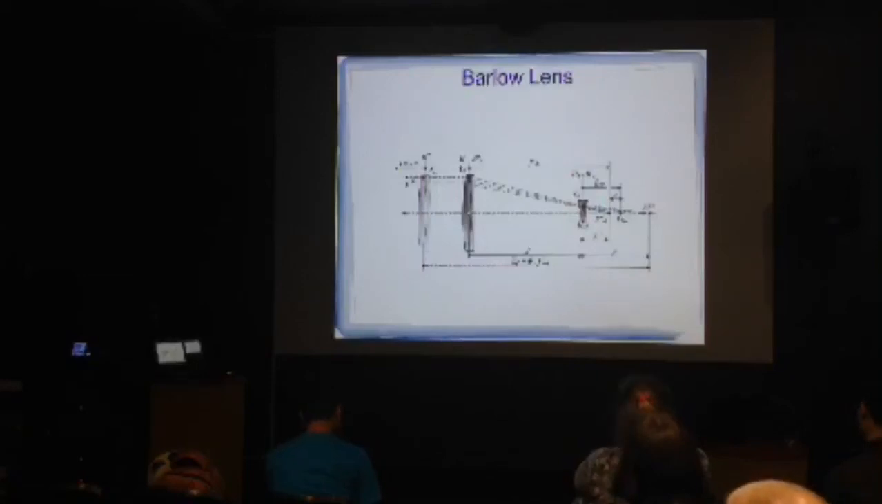So if you're imaging a planet or maybe the moon and you want to get a really close-up view, then instead of just putting your camera on the telescope, you put a Barlow lens, which makes the image scale bigger.